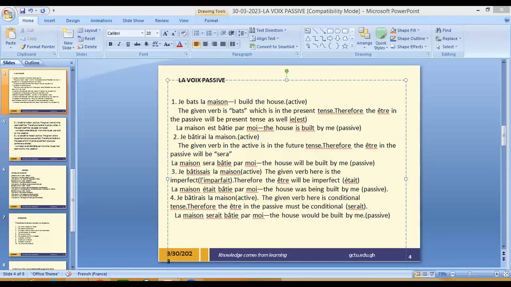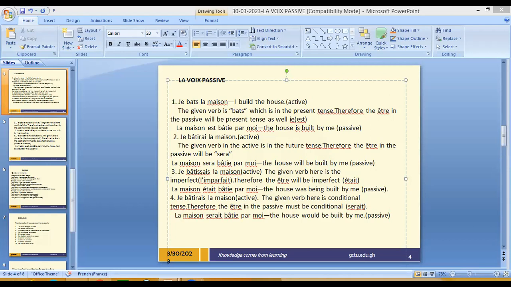Il a bâti la maison. La maison a été bâtie par moi. Et il avait bâti la maison, la maison avait été bâtie par moi. Avez-vous des questions sur ça? S'il n'y a pas de questions, est-ce qu'on peut continuer? On peut continuer? Oui, monsieur.